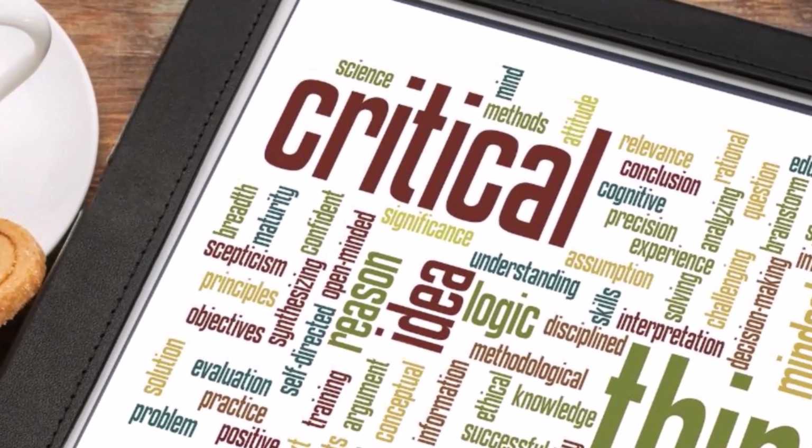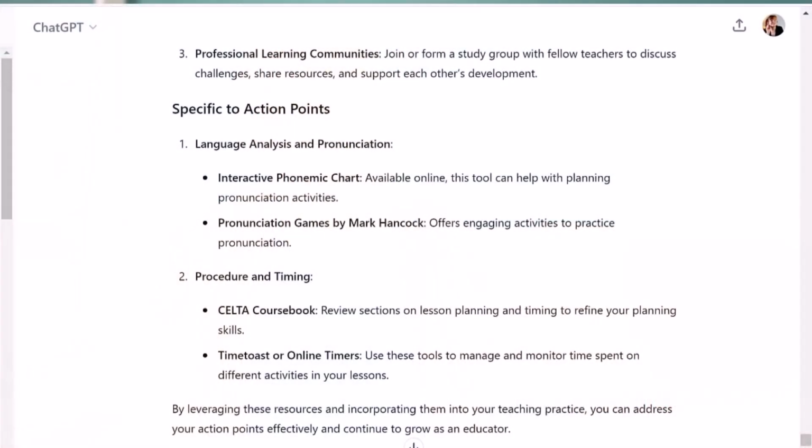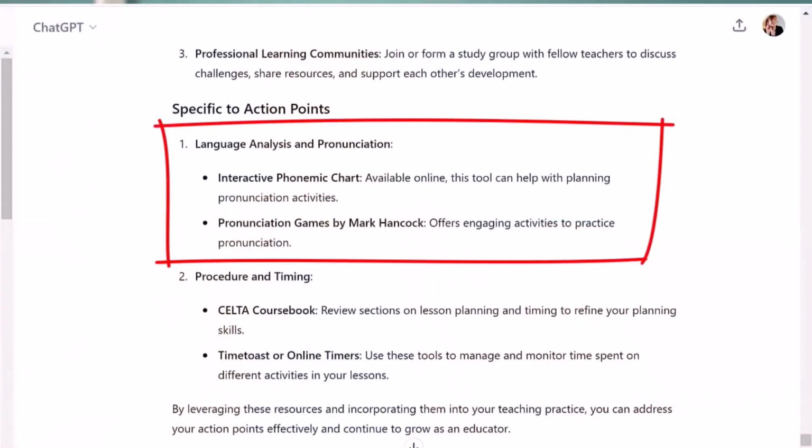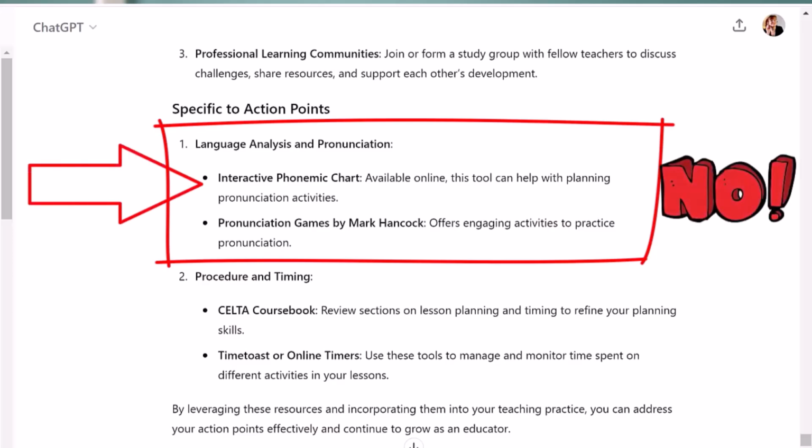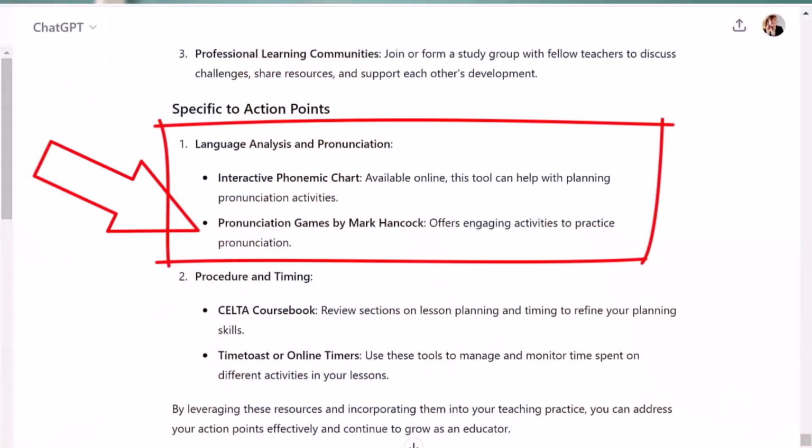For example, where teaching pronunciation was an action point, resources for this were shown here. I'm not sure how the interactive phonemic chart would be helpful for planning. You could use it to develop your own knowledge of the symbols, I suppose. Mark Hancock's book, on the other hand, would definitely be a good source for games and activities to include in your class to improve your pronunciation teaching.